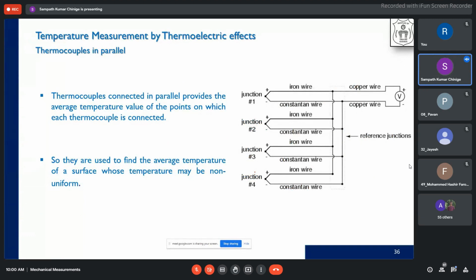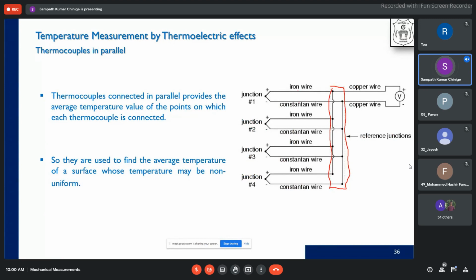Now, temperature measurement in parallel. You can also do the same thing when we arrange the thermocouples in a parallel arrangement. Thermocouples connected in parallel provide the average temperature value of the points on which each thermocouple is connected. Suppose you can see over here there is a particular box kind of a thing, with the dotted lines. If you want to find out the surface temperature of each of that, we can connect them in parallel.